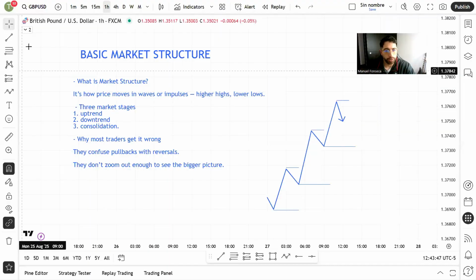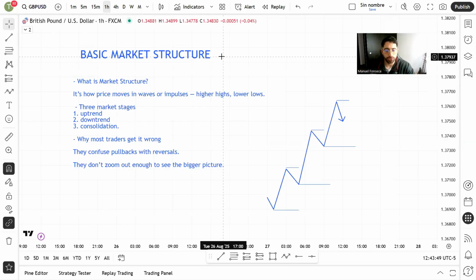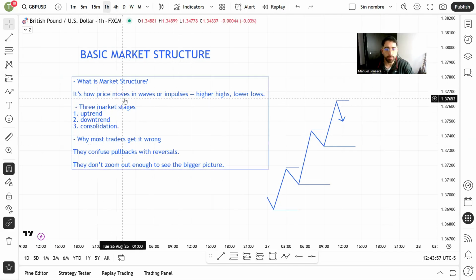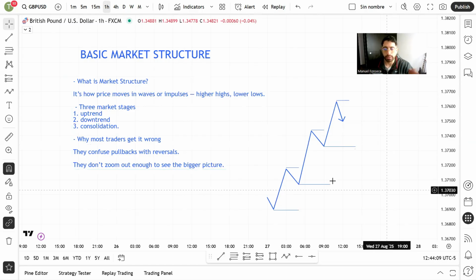All right, so we're going to see the basic market structure. First of all, we need to define what the market structure is. In other words, it is how the price moves, and it moves in waves or impulses. Here is a concept that you may know, called higher highs and lower lows. Let's go in depth about this.